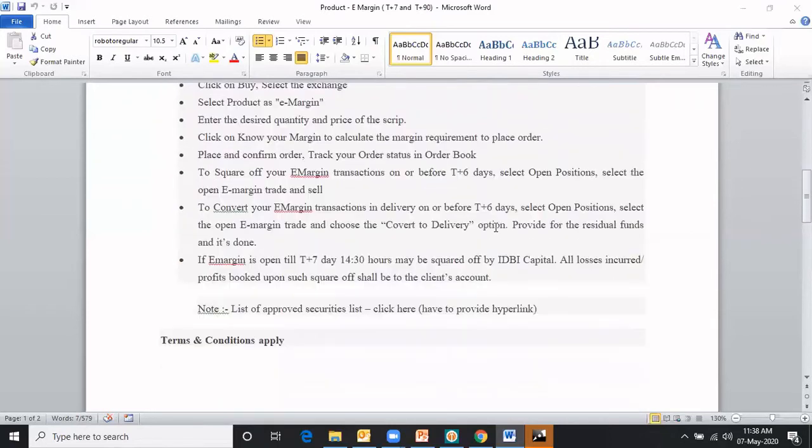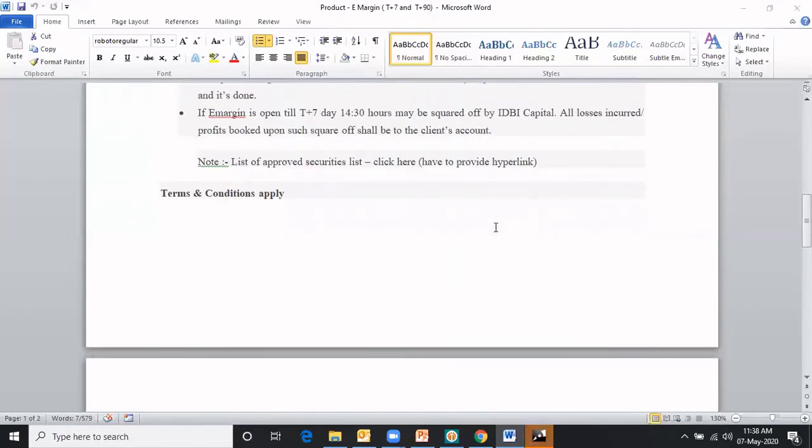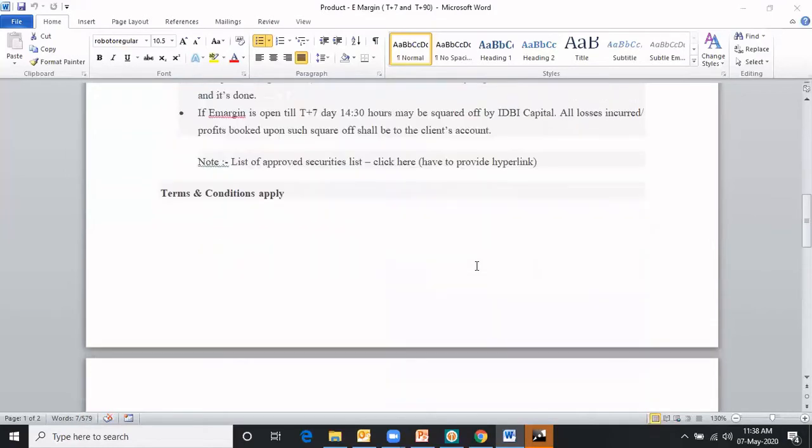Okay, so this is the product, and its detail is available on our website also. You might ask what all securities are allowed. For that we have a separate link, so you can go to that link and you will be able to see that. But as of now, you can trade only in A group stocks of NSE in e-margin. And the initial margin requirement will be around 25% to 30%, roughly. That is approximate.